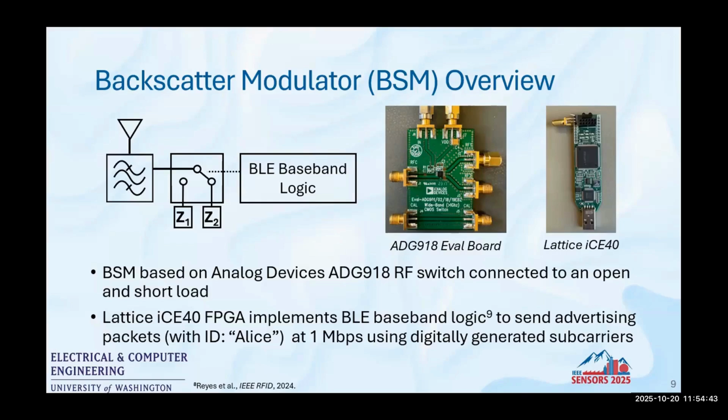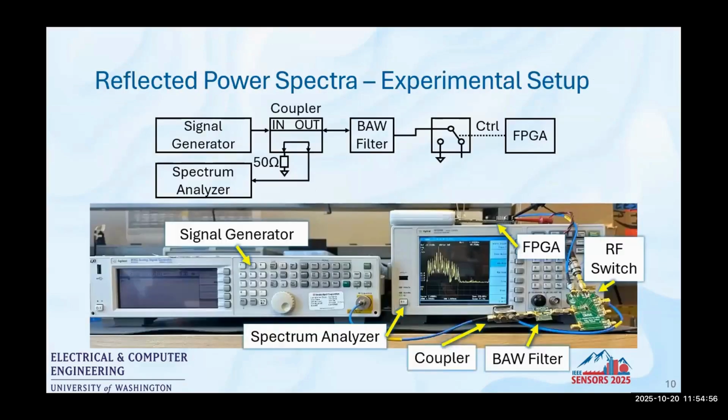It does this by digitally generating 2 FSK modulated subcarriers to represent either the 0 or the 1 bit. And in this work, we use a packet with the identifier string Alice. We use the following benchtop connectorized experimental setup to measure the reflected power spectrum of our BSM with that Alice packet. We use a signal generator to produce our carrier wave, and we use the spectrum analyzer to measure the reflected power spectrum through our directional coupler.